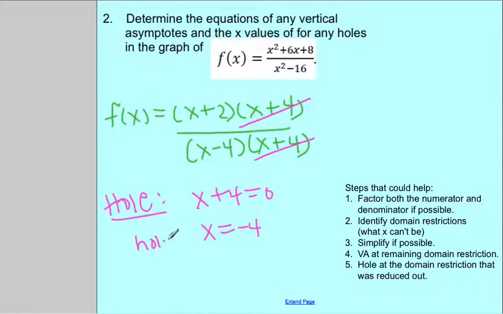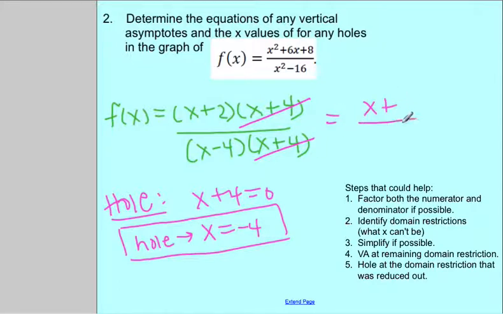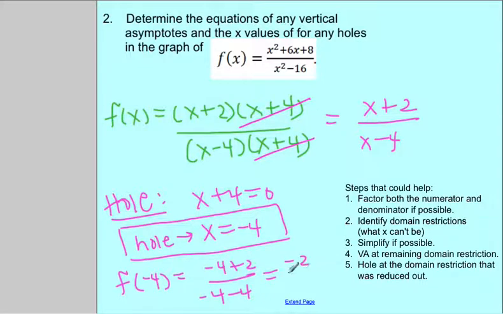So this would be my answer for my hole. But remember, graphically, just to get some practice, we would plug it into what's left here. So it's really x plus 2 over x minus 4. So if I wanted to figure out the y value, I plug negative 4 into what's left. So it'd be negative 4 plus 2 over negative 4 minus 4. So this would give me negative 2 over negative 8, so 1/4. So my hole, if I were to graph it, once again, would be the ordered pair negative 4 and 1/4.